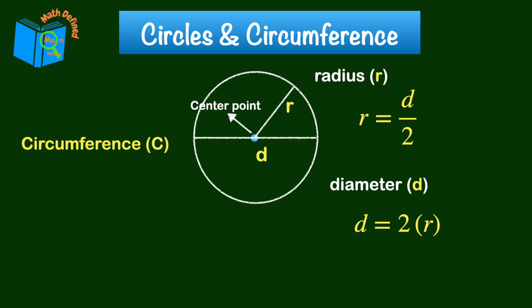The circumference is the distance around the outside of a circle. Sometimes people call it the perimeter of the circle. Same thing, just a different name.